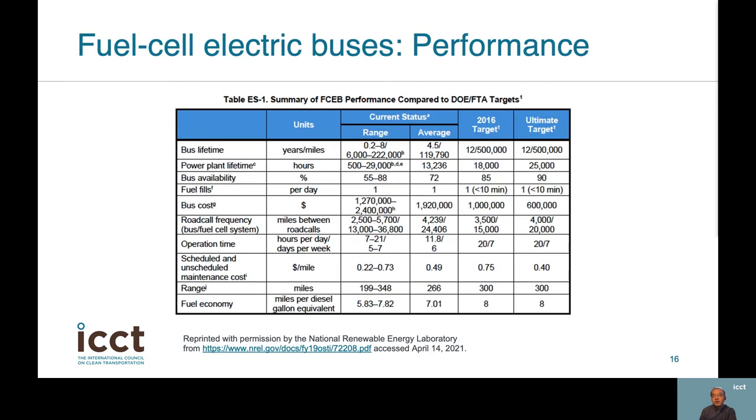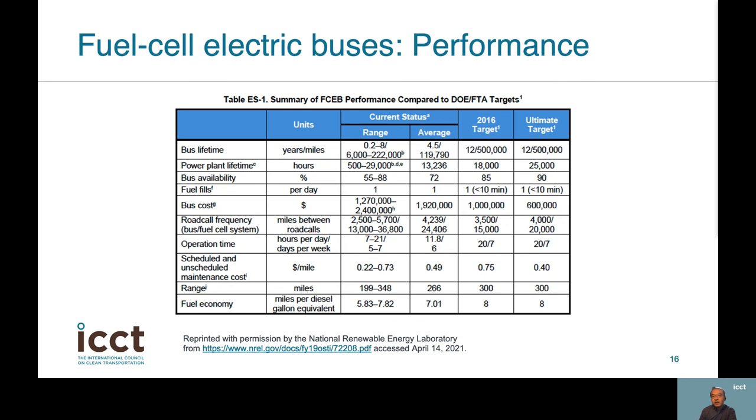The table shows data from the U.S. National Renewable Energy Laboratory's analysis of fuel cell buses undergoing trials and demonstrations in the U.S. The right column represents what's theoretically possible and what makes FCEB technologies attractive, whereas columns under current status are results of a study done by the National Renewable Energy Lab using empirical data from demonstration projects of FCEBs in the United States until July 2018.